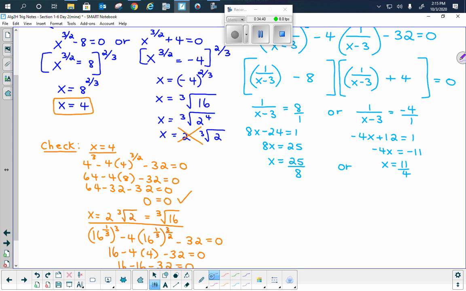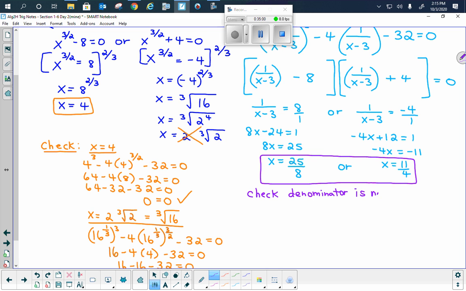Just want to change colors on you. x does equal 25/8 or 11/4, but I'll put a note here that you did at least check that the denominator is not 0. Check denominator is not 0. Okay, so you've always got to watch for that.